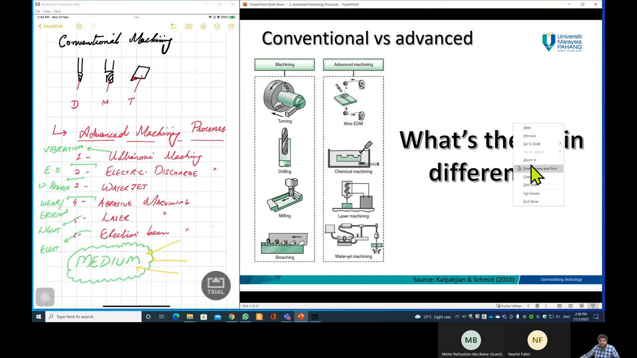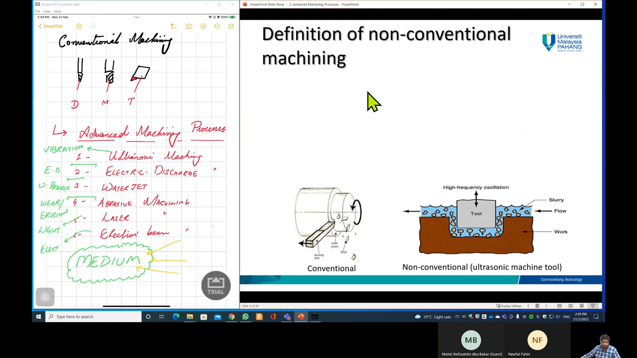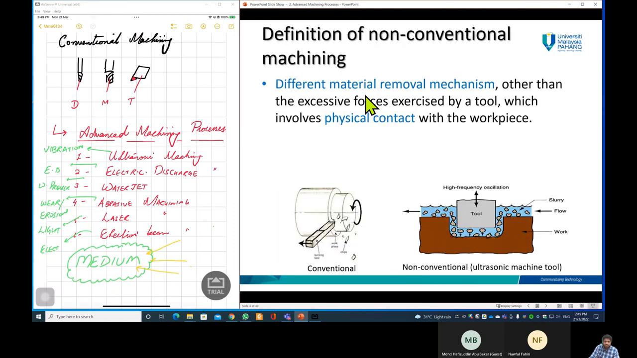So here you can see in the slides machining and then advanced machining. As I said earlier, some examples of conventional machining are turning, drilling, milling, whereas in advanced machining we are going to use electric discharge machining, chemical machining and laser or water jet machining. Another way by which we can differentiate between conventional machining and advanced machining is the different material removal mechanism, other than excessive forces exercised by the tool, which involves physical contact with the workpiece.